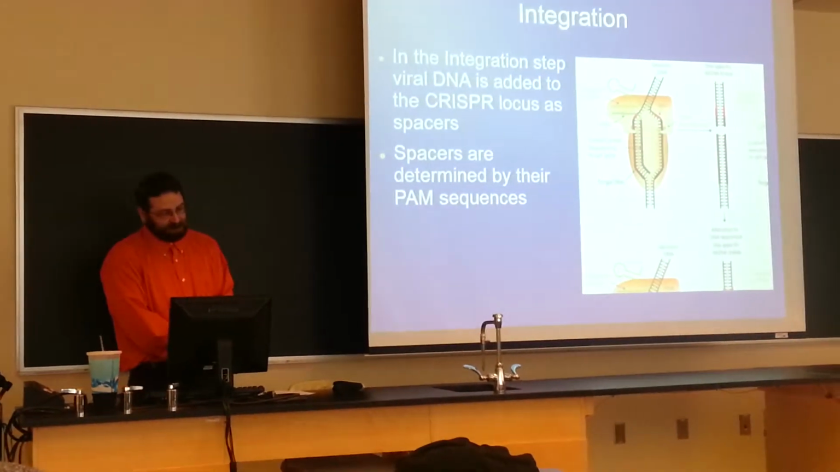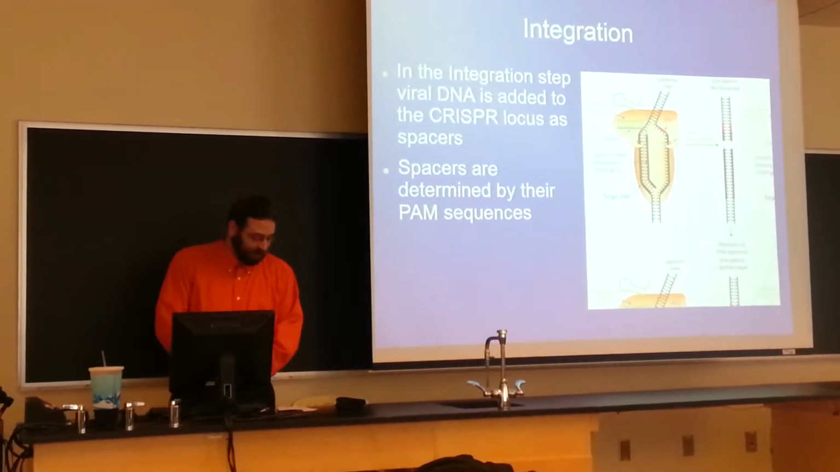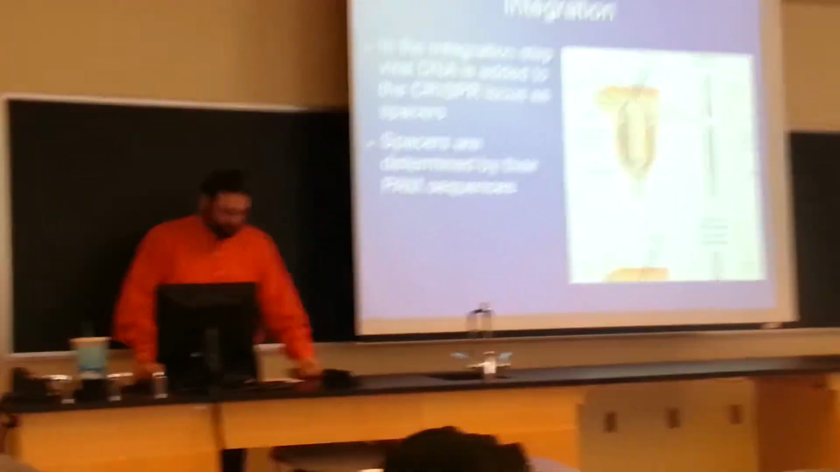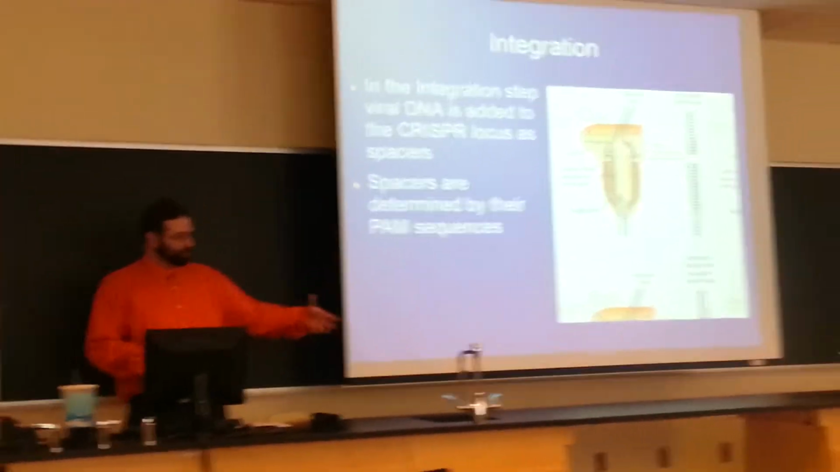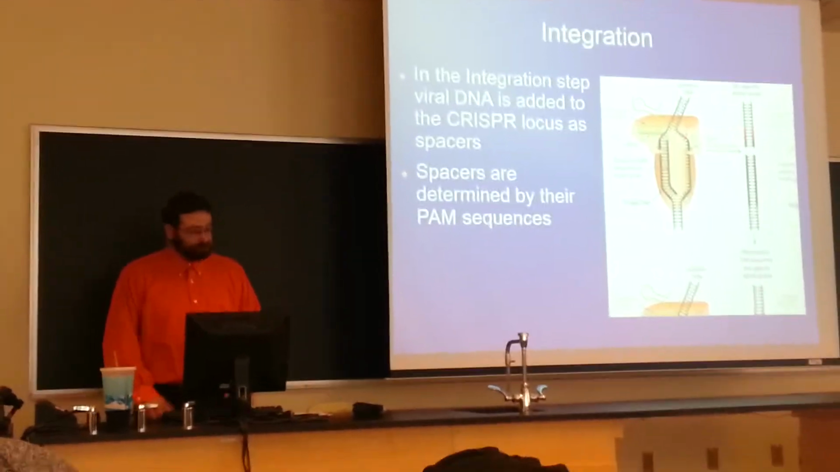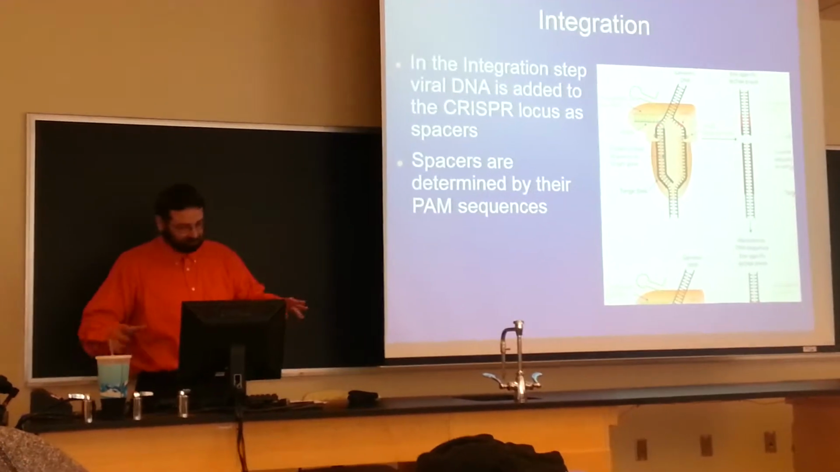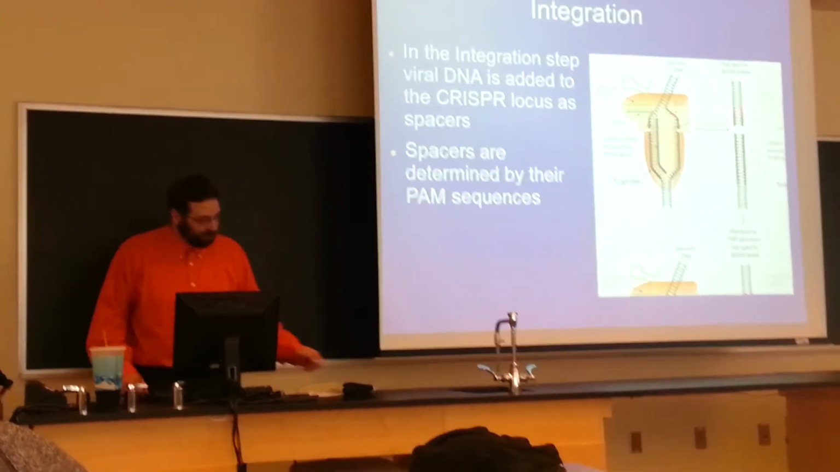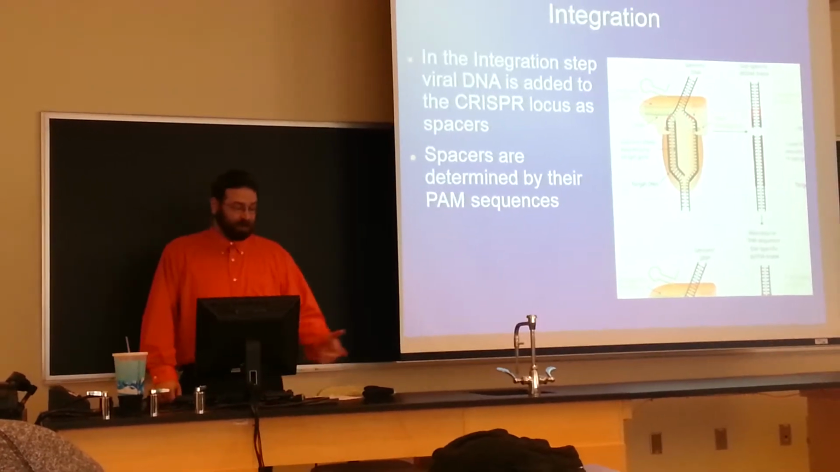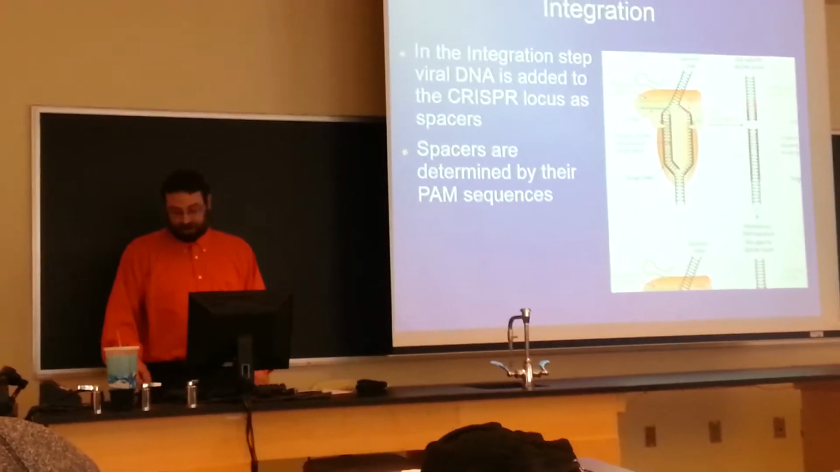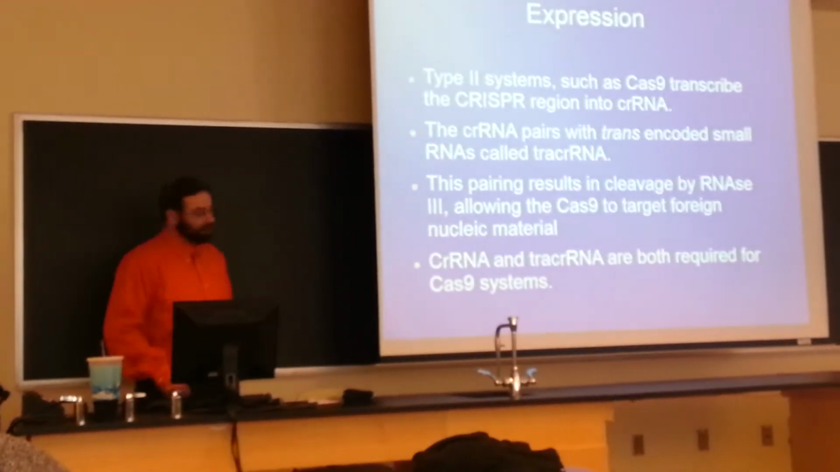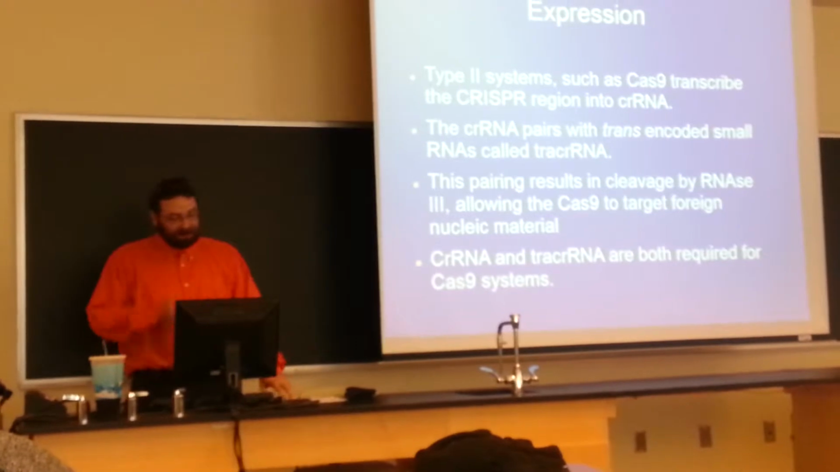In the integration stage, this is where typically they utilize Cas1 and Cas2 proteins, which are universal to most of the CRISPR systems, to read or take the foreign DNA and integrate it actually into the cell's genome there for referencing later on. These sections are typically called protospacers, and they are determined by their PAM sequences up in the front. You can see the little red thing over there was the PAM sequence.